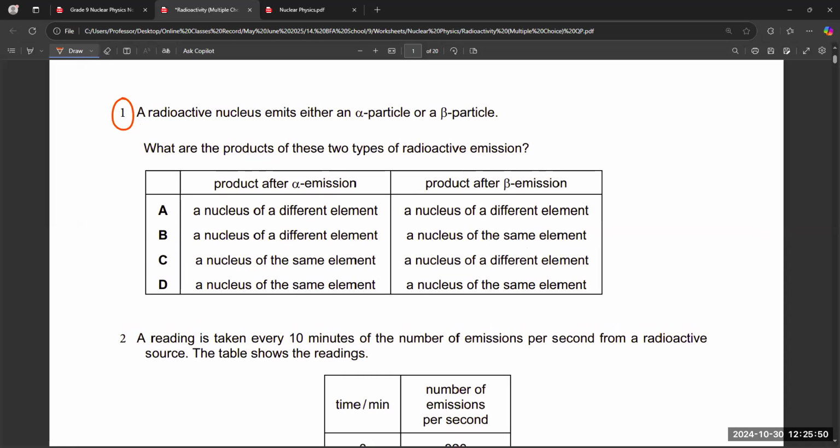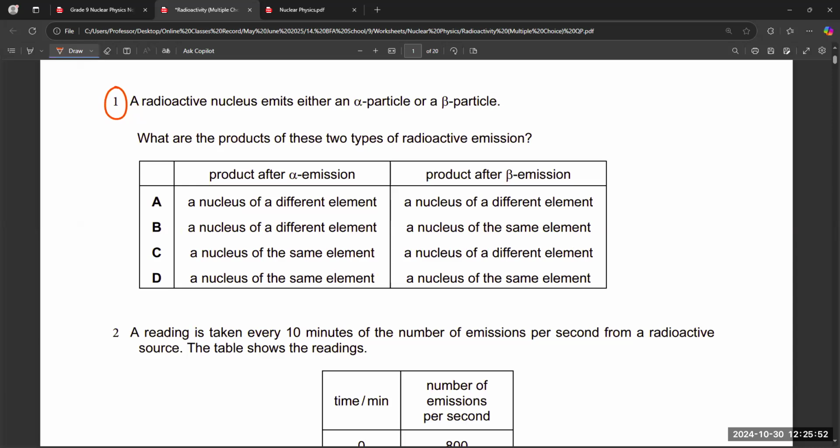Question number one. A radioactive nucleus emits either an alpha particle or a beta particle, right? So there is a possibility for alpha and beta particle emission. Now, whenever they ask in a question about emission, like in this question, the nucleus emits. Emits means we subtract the mass equal to the mass of alpha or beta from the nucleus.